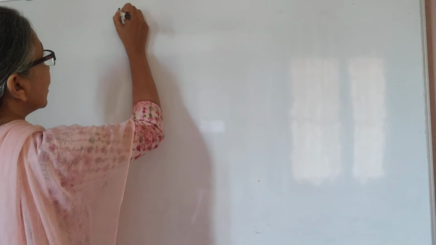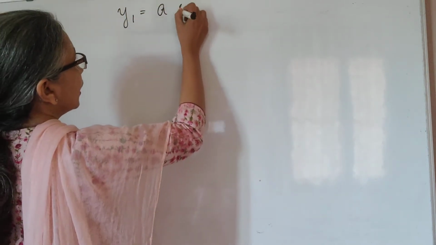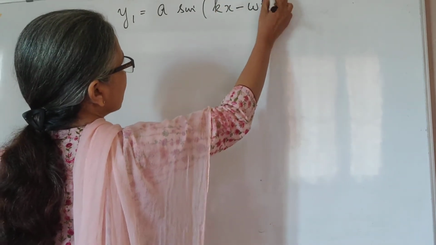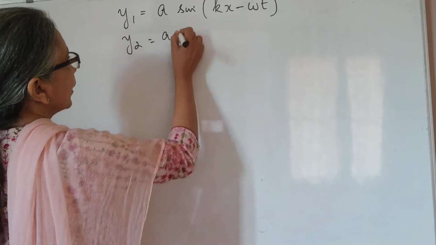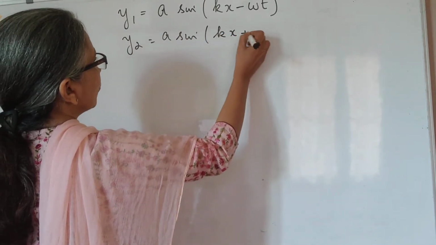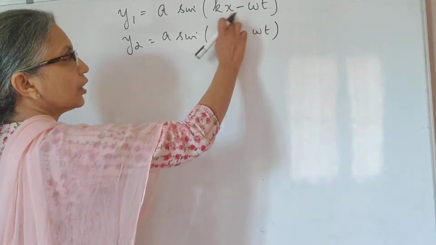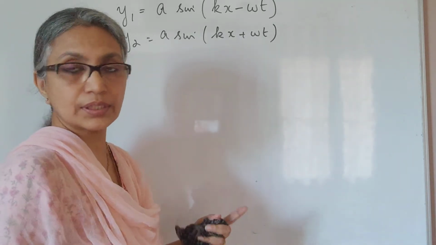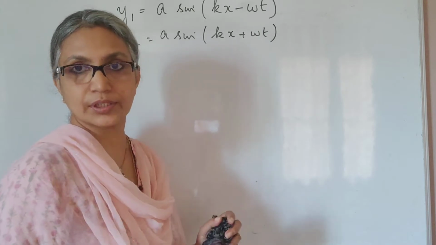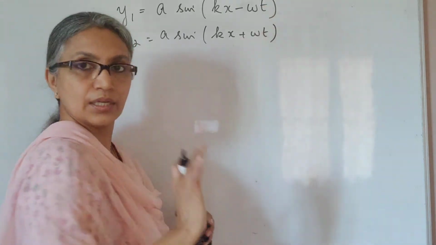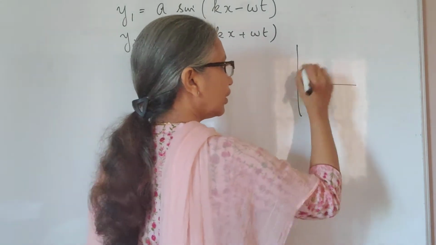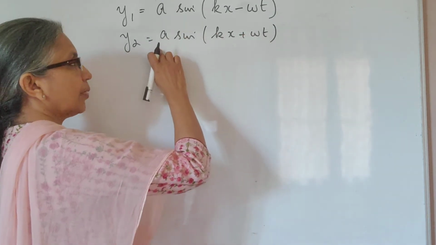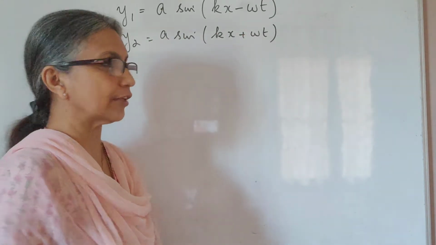So in that case, we need to take the first wave y1 as a sine(kx minus omega t), and y2 equal to a sine(kx plus omega t), showing us that this is traveling along the positive x-axis, but this is traveling along the negative x-axis. For simplicity, we have taken that they maintain a phase difference of 0. The initial phase in both cases is 0, so both the waves have initial phase 0. They have no phase difference. They have the same wave number, same frequency and same amplitude, so that things will be simpler for you to derive.